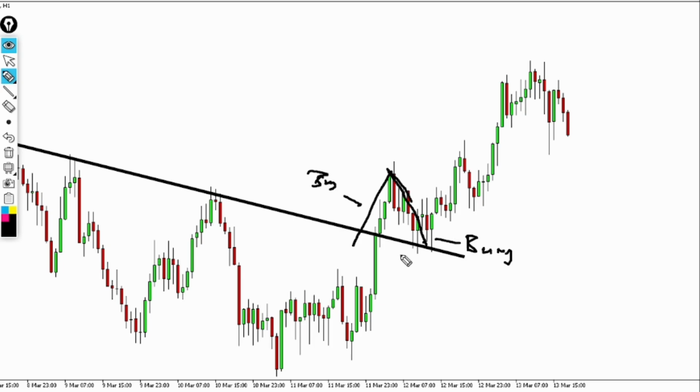Now, trend lines are a very easy way of analyzing the market. It's very easy to understand how to draw trend lines and how to trade them, because once you start drawing them, you can easily understand how to draw them, how to trade them.